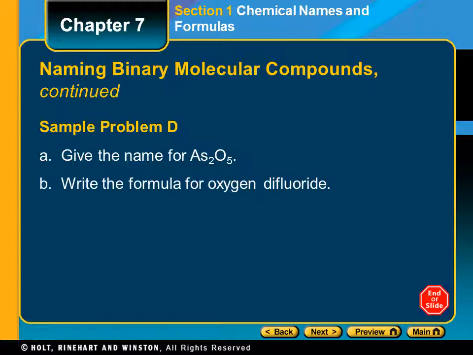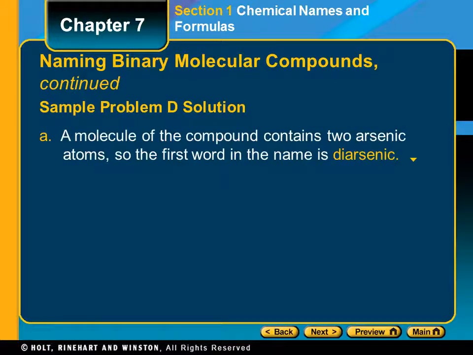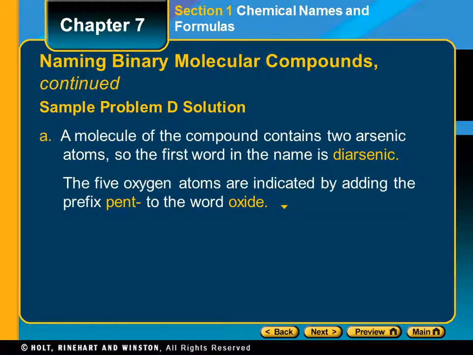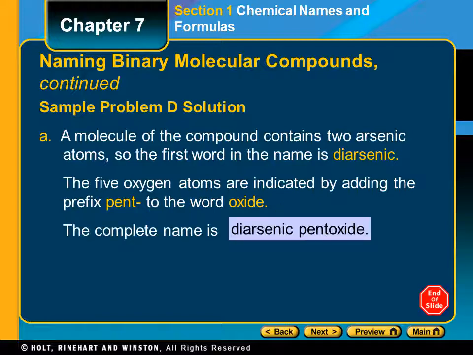So, give the name of As2O5, write the formula for oxygen difluoride. 2 different problems. You need to be able to work naming in both directions. Chemical formulas and names, you need to be able to work in both directions. So, a molecule of the compound contains 2 arsenic atoms. The first word in the name is diarsenic. The 5 oxygen atoms are indicated by adding the prefix pent to the word oxide, right? Pent means 5. So the complete name is diarsenic pentoxide.